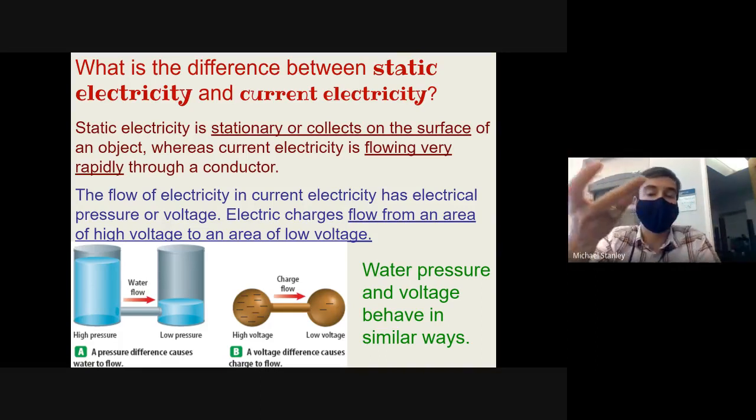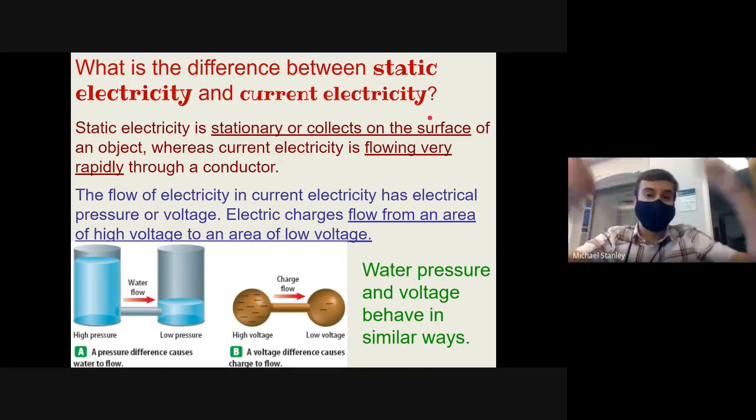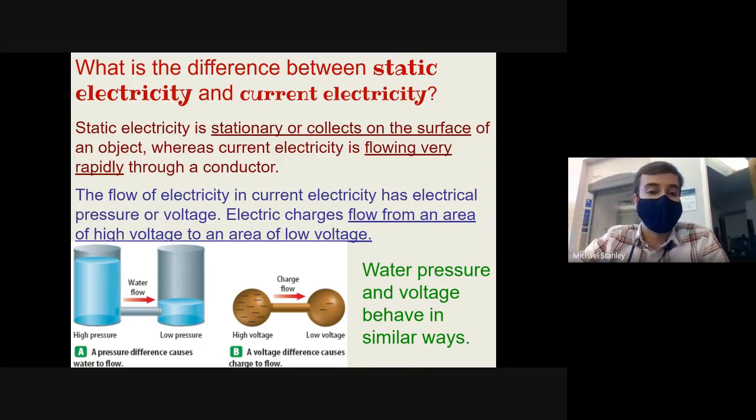Now your balloon with all your electrons on it has a negative charge, but that negative charge is just kind of sitting on the surface of the balloon. It's not zooming all around the balloon. It's just kind of sitting there. So that's what we were going over yesterday with static electricity. Current electricity is when those electrical charges are flowing very rapidly.